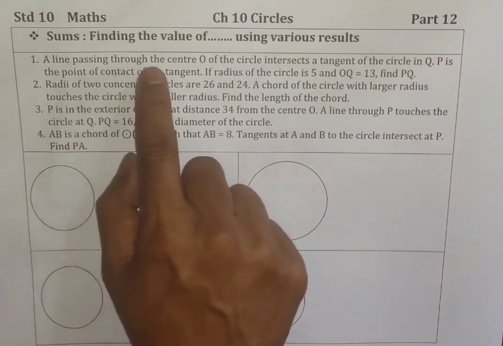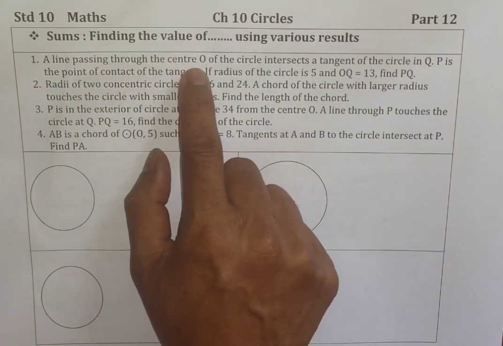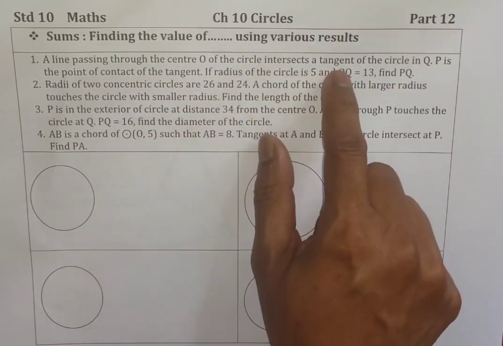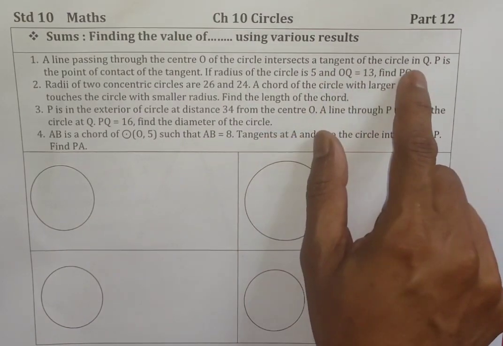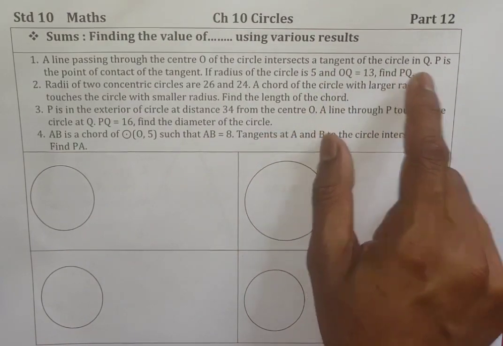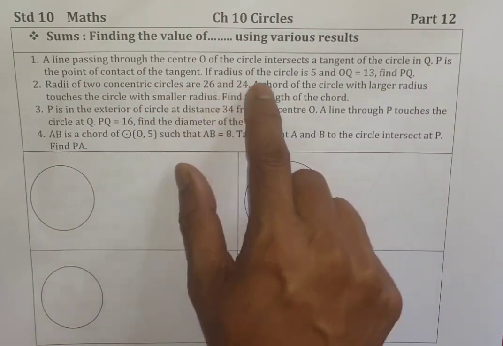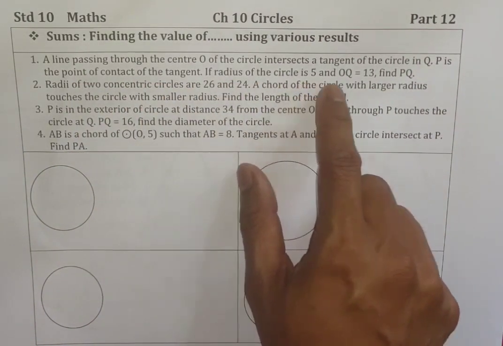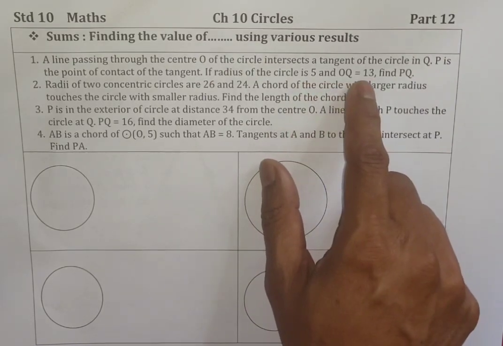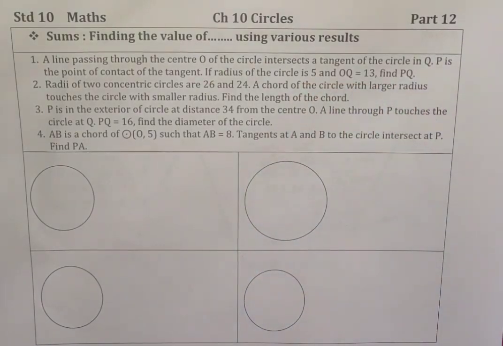A line passing through the center O of a circle intersects the tangent at point Q. P is a point of contact of tangents. If radius of circle is 5 and OQ is equal to 13, find PQ.